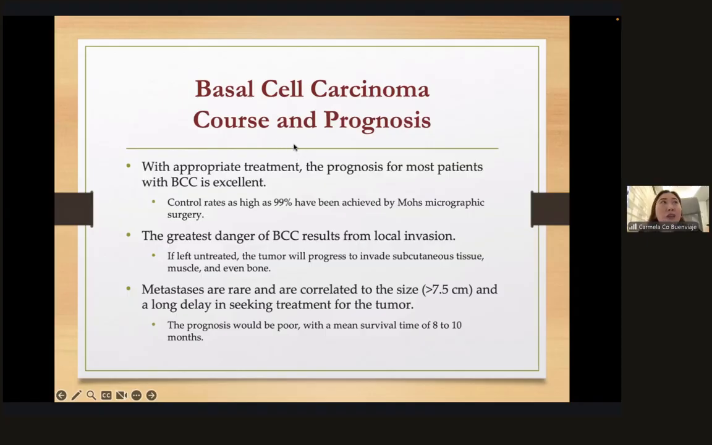But best would be surgery, particularly Mohs micrographic surgery. So for the course and prognosis, with appropriate treatment, the prognosis for most patients with BCC is excellent. The greatest danger of BCC, again, results from local invasion. Okay, that's the danger of BCC. Metastases are rare and correlated to the size, for example, already more than 7.5 cm. That's when there's a risk for metastasis, or in patients with a long delay in seeking treatment for their BCC.